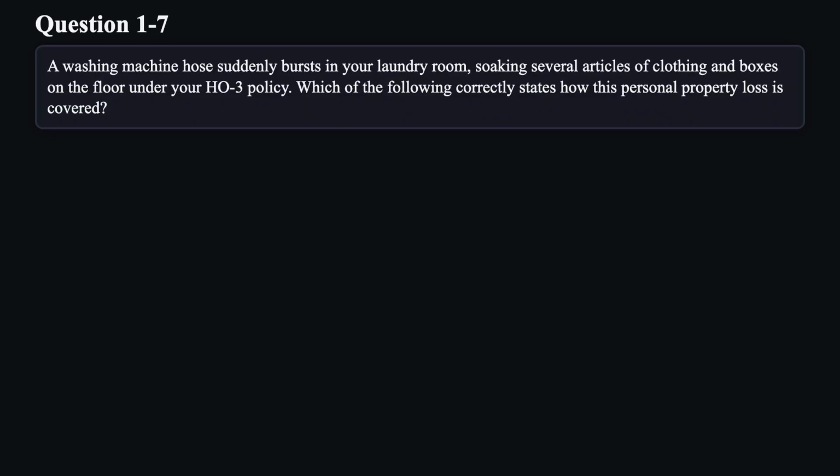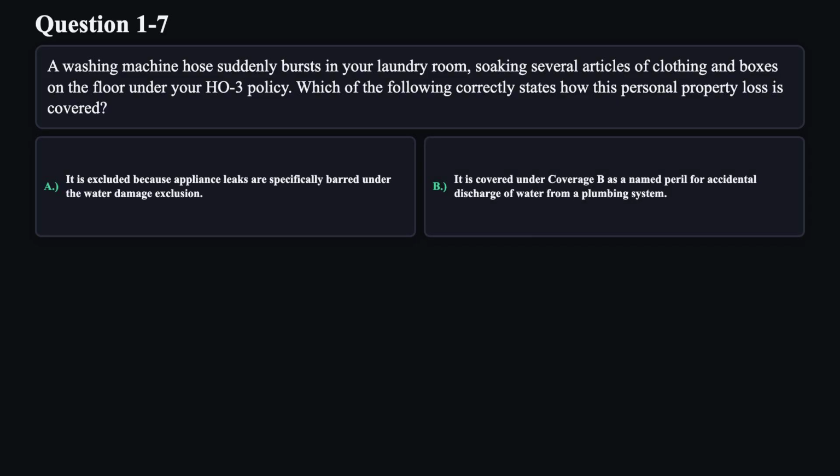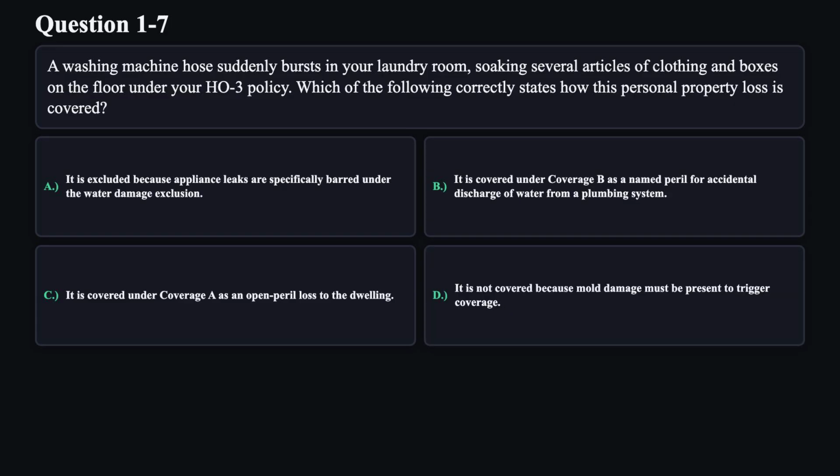Question 7. A washing machine hose suddenly bursts in your laundry room, soaking several articles of clothing and boxes on the floor under your HO3 policy. Which of the following correctly states how this personal property loss is covered? A. It is excluded because appliance leaks are specifically barred under the water damage exclusion. B. It is covered under coverage B as a named peril for accidental discharge of water from a plumbing system. C. It is covered under coverage A as an open peril loss to the dwelling. D. It is not covered because mold damage must be present to trigger coverage.